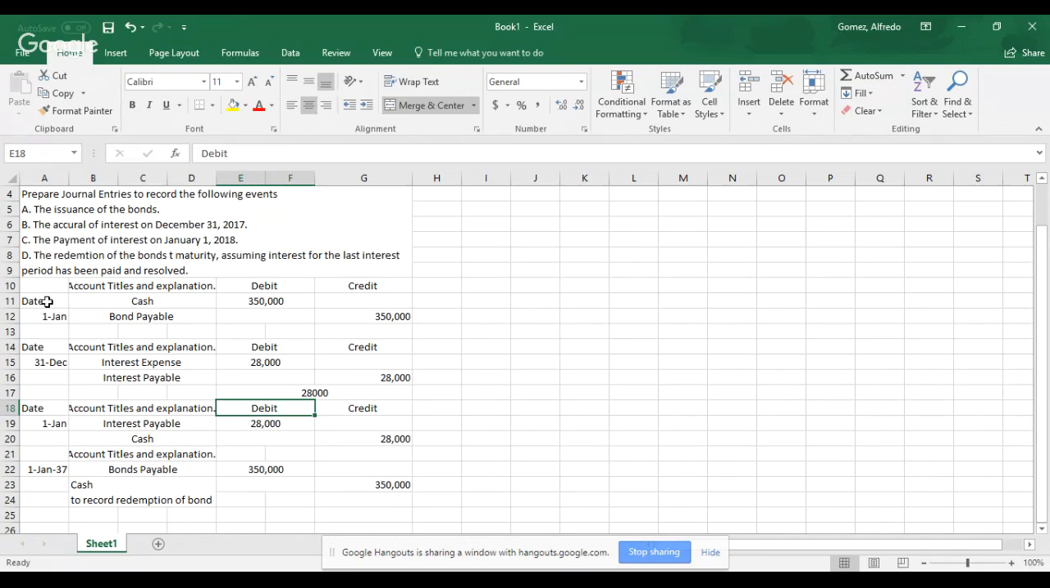The last part is the redemption of the bonds at maturity. Assuming that all interest has been paid, we will debit bonds payable for $350,000, which is the face value of the bond, and credit $350,000 to cash.